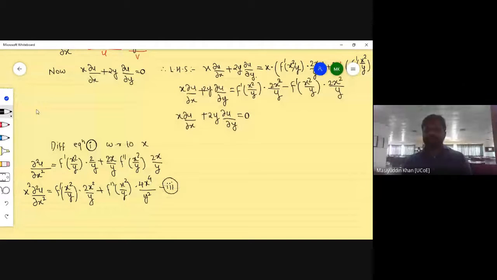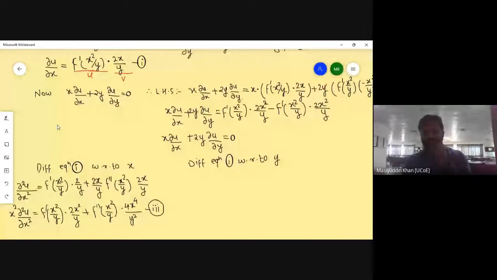आगे बढ़ते हैं और चलो यहीं पे कर देते हैं. Differentiating equation 1 with respect to y. इक्वेशन 1 को ही विद रिस्पेक्ट टू y करेंगे हम. ये पार्ट को विद रिस्पेक्ट टू y करोगे, so hope you will clear the statement is what we have to apply the same concept here.